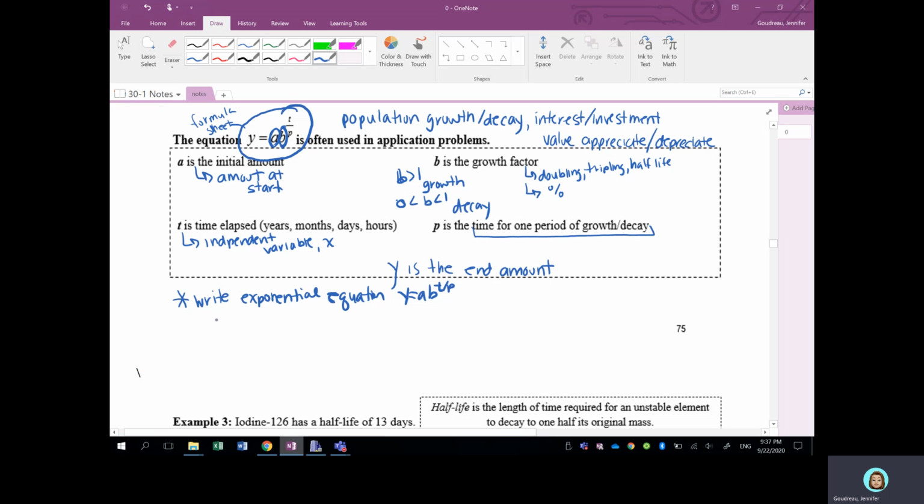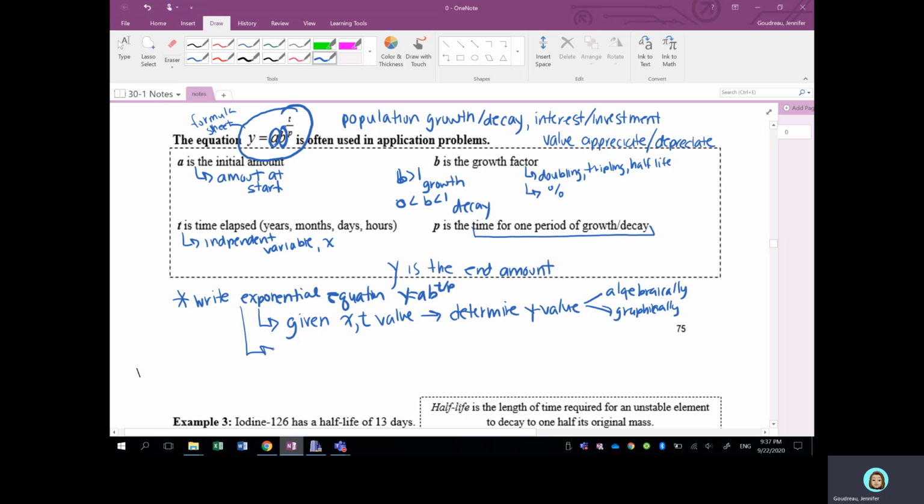Okay, now, usually once you have your exponential equation, you need to analyze it, which means either you're going to be given an x value or a t value. You need to determine the corresponding y value. We can either do that algebraically or we can solve for y graphically. So it depends on what kind of question we're given and what the question says.